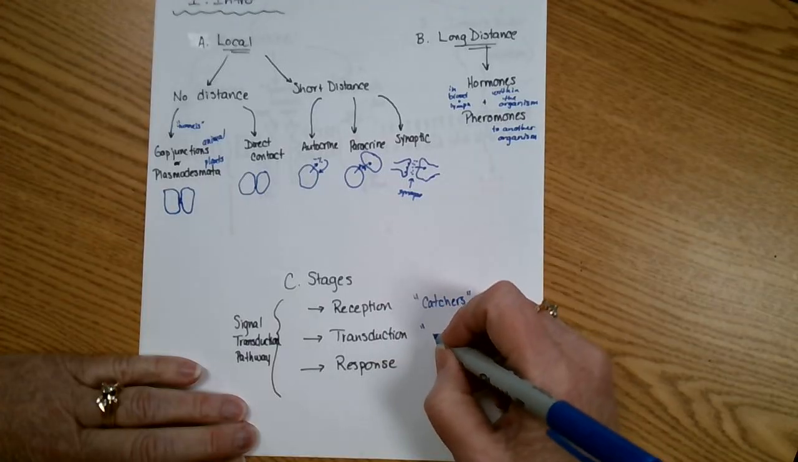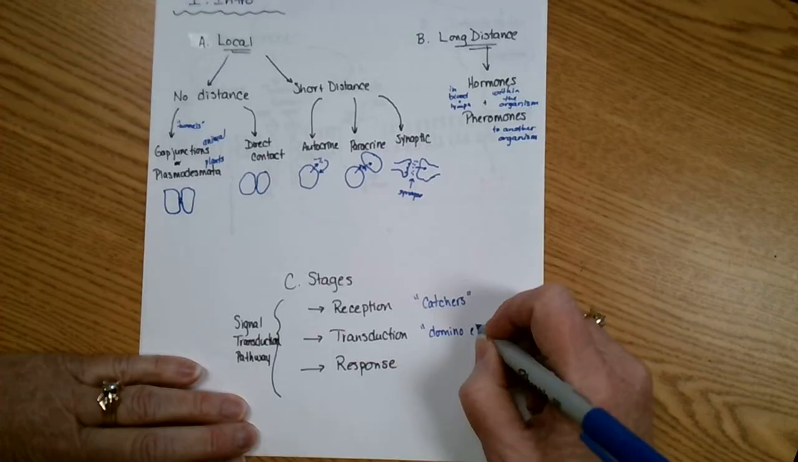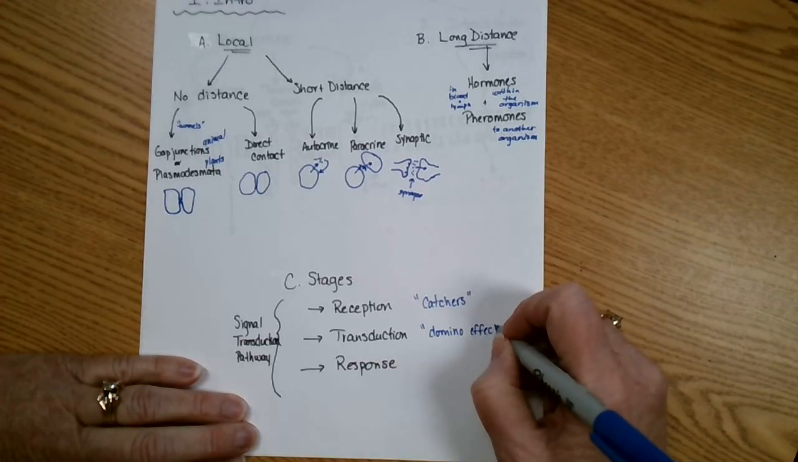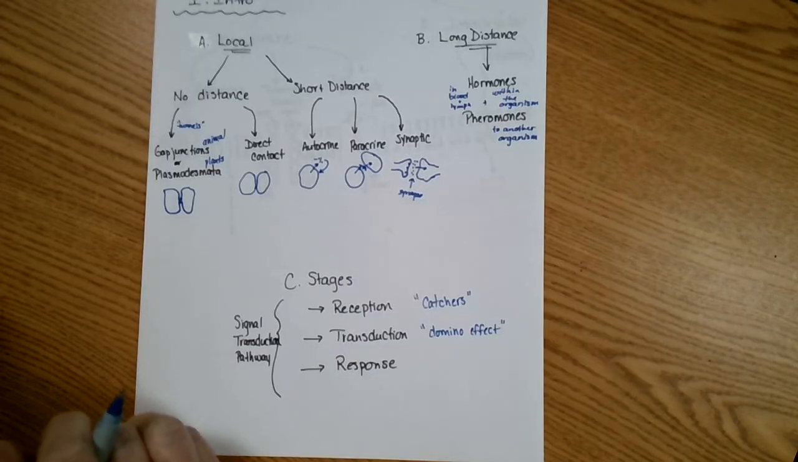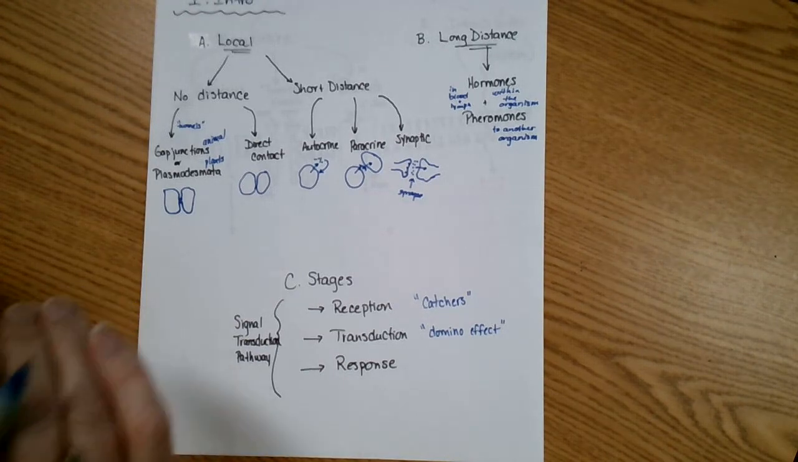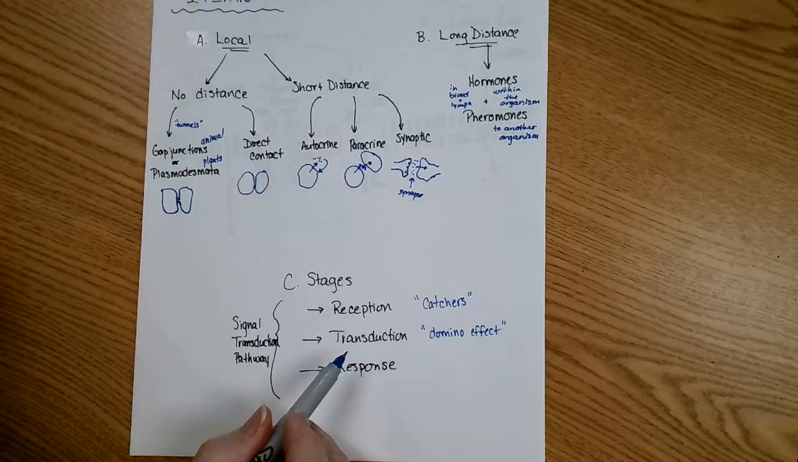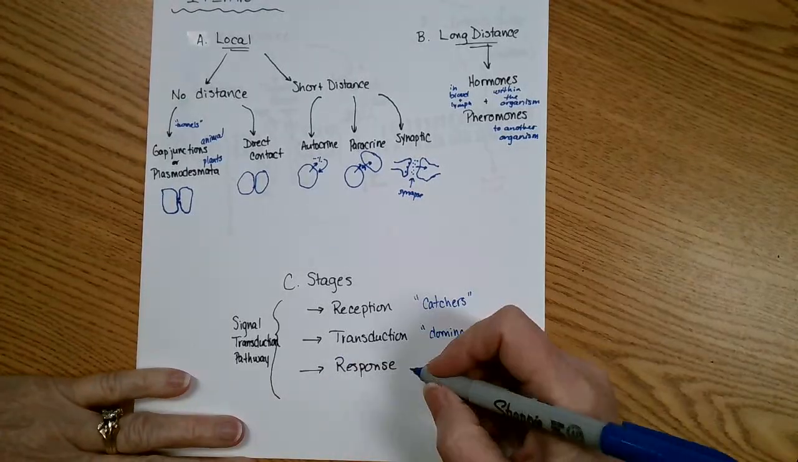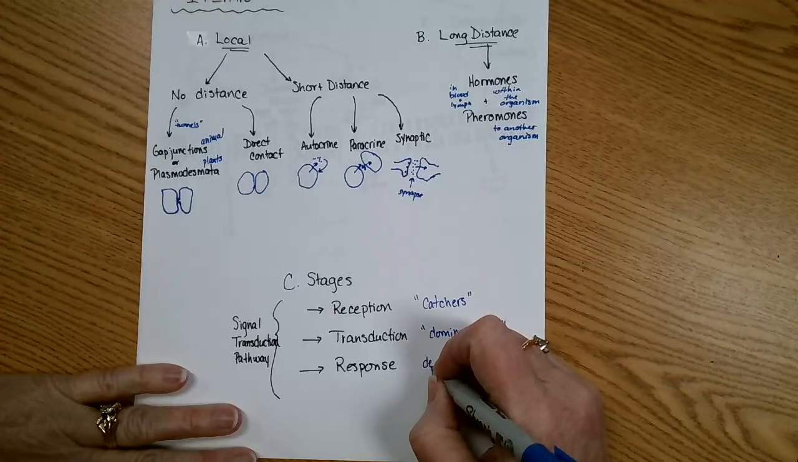Transduction, I like to call this the domino effect. The domino effect. Just like if you hit one domino, they start to cascade. Cascade is a common word that scientists will use. I also like to say whisper down the lane too. Whisper down the lane is like a message is sent on down the line. And we're going to see how that happens in cells. And then finally, the response. The response is exactly what it says. It's the desired effect.